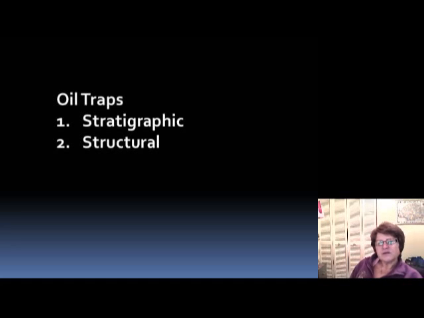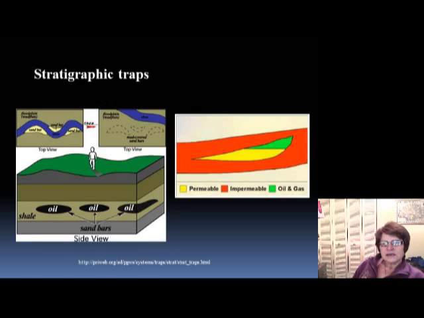So let's continue with the different types of oil traps. The two major groups are the stratigraphic and the structural. And this slide shows you the most typical stratigraphic trap. Let's imagine an area where you have a river with sandbars and channel deposits surrounded by the floodplain, and on the floodplain you mostly have clay-sized sediment.